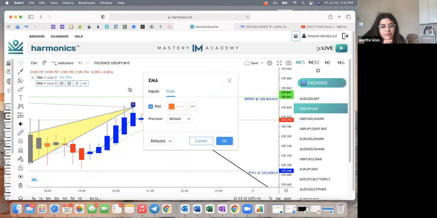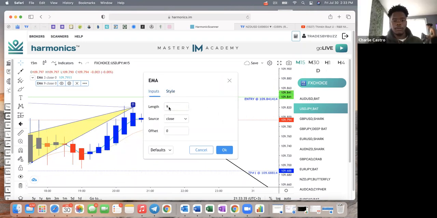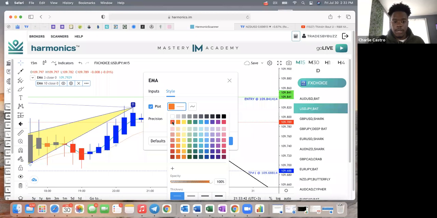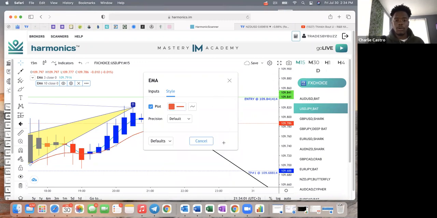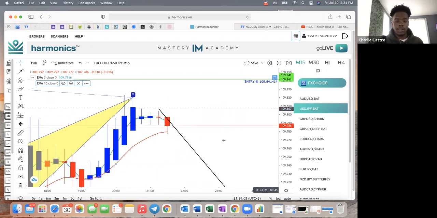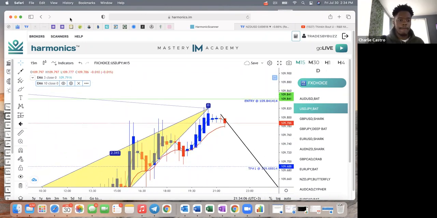For the second EMA, the input for the length is going to be 10. Same thing, we're not changing anything else. In the style, this is going to be red. Stick with the colors at the top of the color chart, because I believe the ones at the bottom kind of fade. We want to make sure our colors are nice and bold and our EMAs are thick enough so that we can see them. It should look just like this. Press OK. So we have our two EMAs on our chart, very clean.